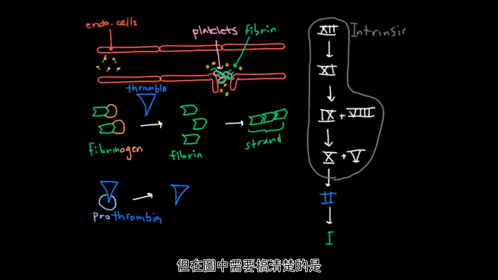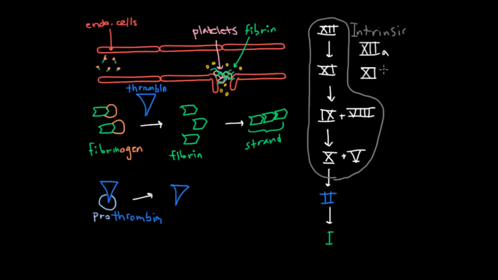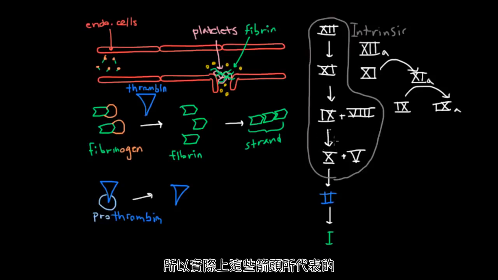But what's perhaps more important to be clear about is that in this drawing, 12 is not actually becoming 11, and 11 is not actually becoming 9. What's happening is that 12, when it's activated, is a catalyst to convert 11 from its inactive form into its activated form, which we'll draw 11a. And then once 11 is activated, it serves as a catalyst to convert 9 from its inactivated form into its activated form. And so you see that these arrows are actually more about catalyzing.